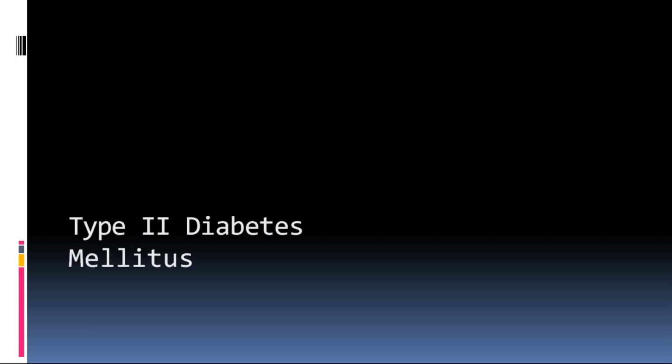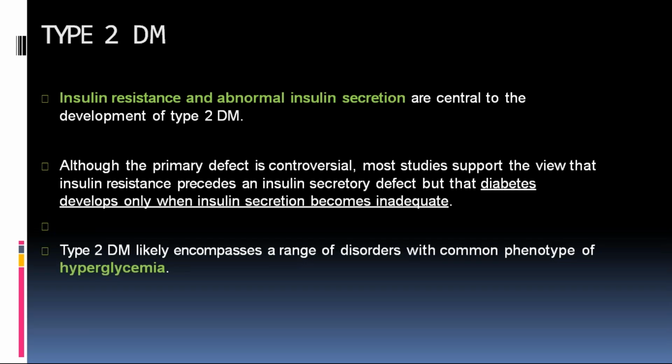So coming to type 2 diabetes mellitus, its pathophysiology. Here, insulin resistance and abnormal insulin secretion are central to the development of type 2 diabetes mellitus. Although the primary defect is controversial, most studies support the view that insulin resistance precedes an insulin secretory defect, but that diabetes develops only when insulin secretion becomes inadequate. Type 2 diabetes mellitus likely encompasses a range of disorders with the common phenotype of hyperglycemia.